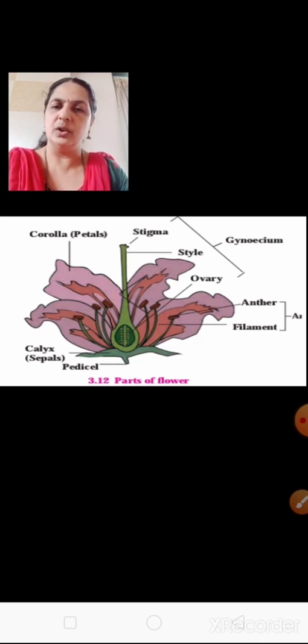You can see the topmost part of the flower is called the stigma. The middle pipe-like structure is called the style, and the last base is called the ovary. This is the gynoecium, the female part. And the androecium contains anther and filament. You can see the head-like part of the flower is called the anther, and the tube-like structure below that is called the filament. This is the androecium. So you understood the structure of a flower?